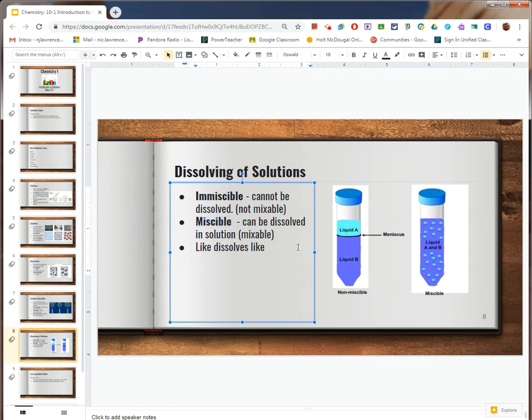So the key idea here is thinking about this idea like dissolves like. We learned a couple of chapters ago about molecular geometry. We talked about things like polarity and how a molecule can be either polar or nonpolar. So if we go back and think about that geometry, like dissolves like means that a polar molecule will dissolve other polar molecules, or a nonpolar molecule will only be miscible with other nonpolar molecules. So we might have to think back a few chapters on how we did polarity, but this is the key idea.